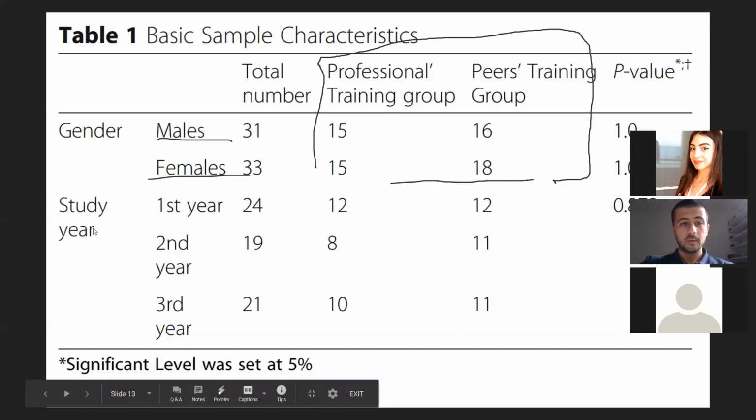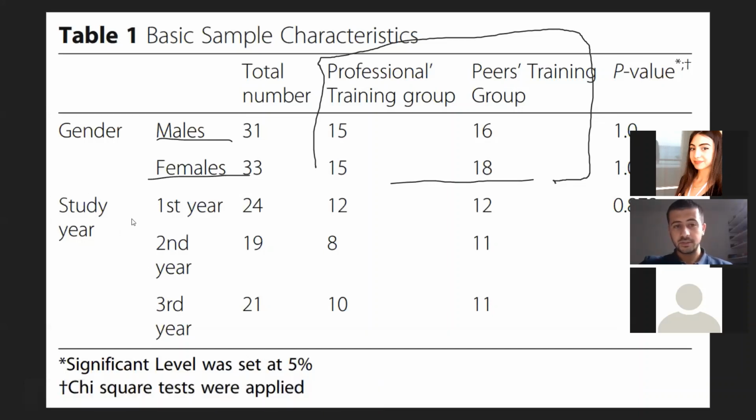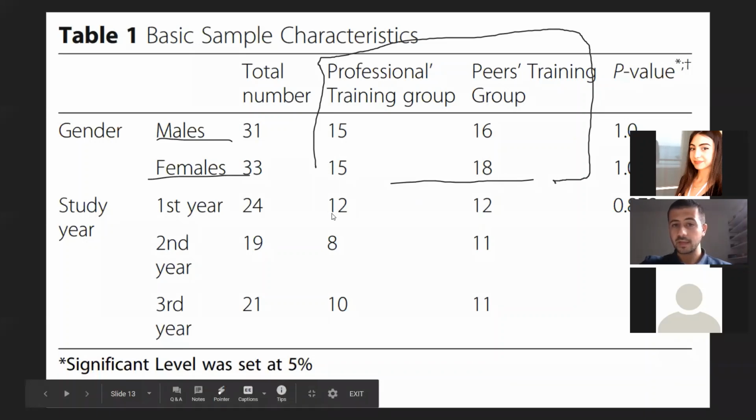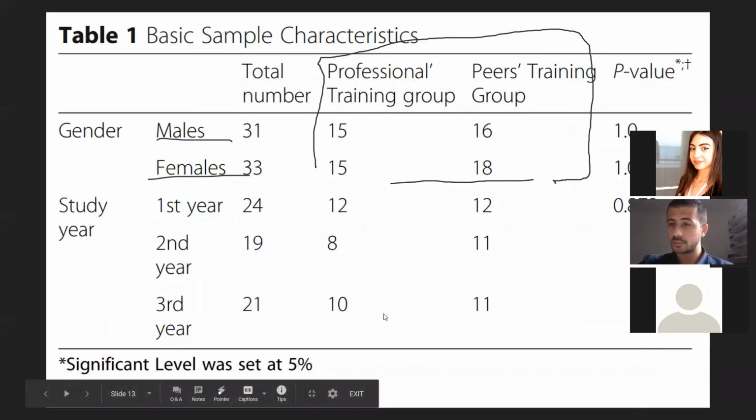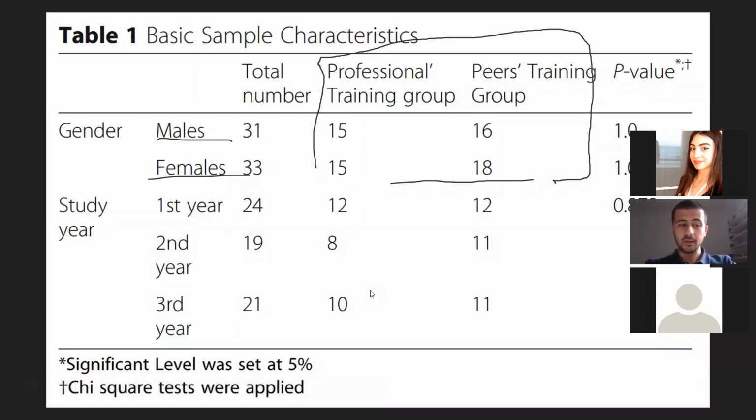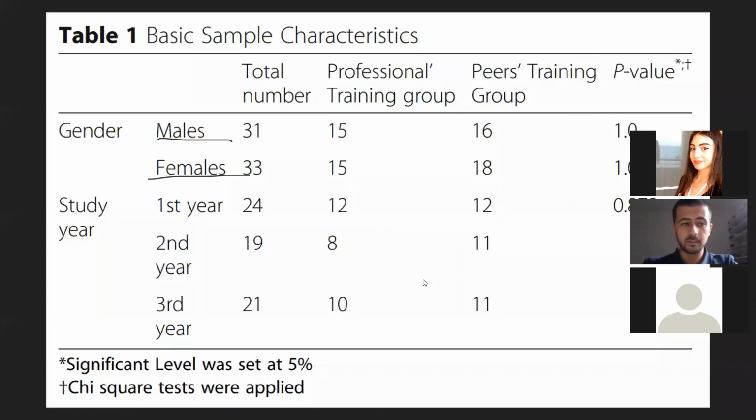For this study year, we have 3 options and 3 rows, and we have just 2 columns. So it's not called a 2 by 2 table, but it's quite similar to our 2 by 2 table. It's a 2 by 3 table, but it's quite similar. Is that okay?